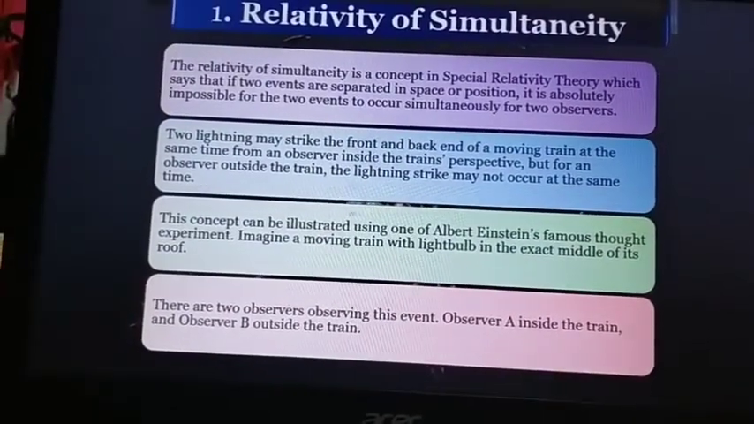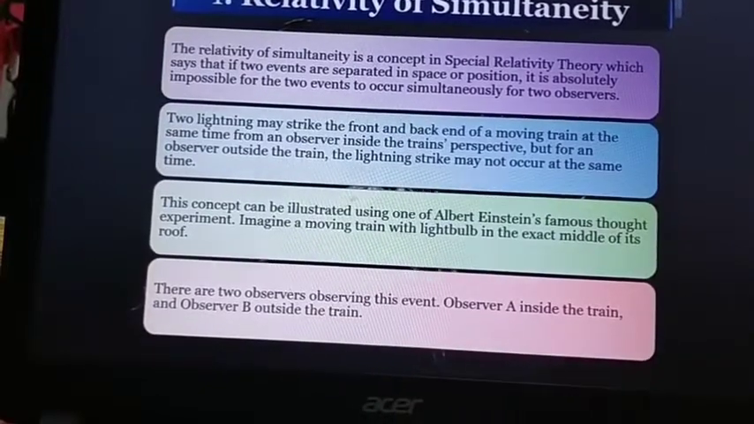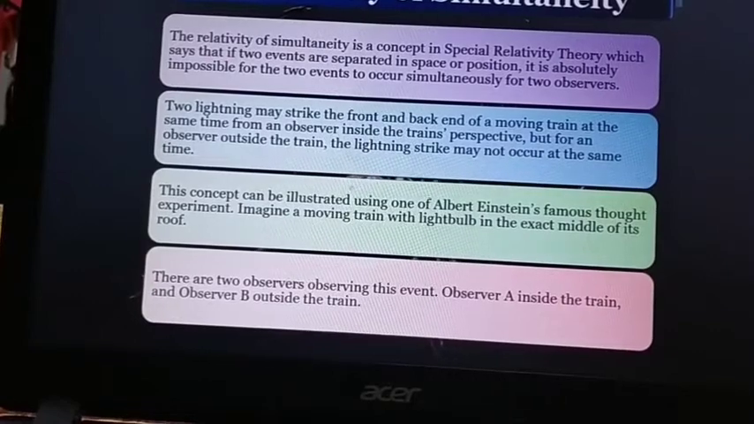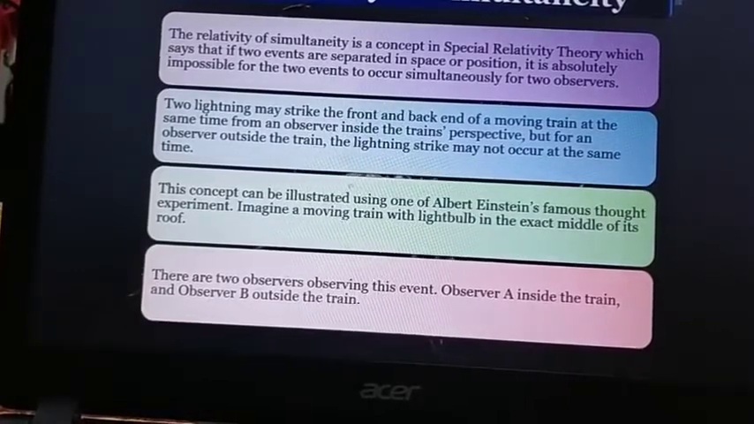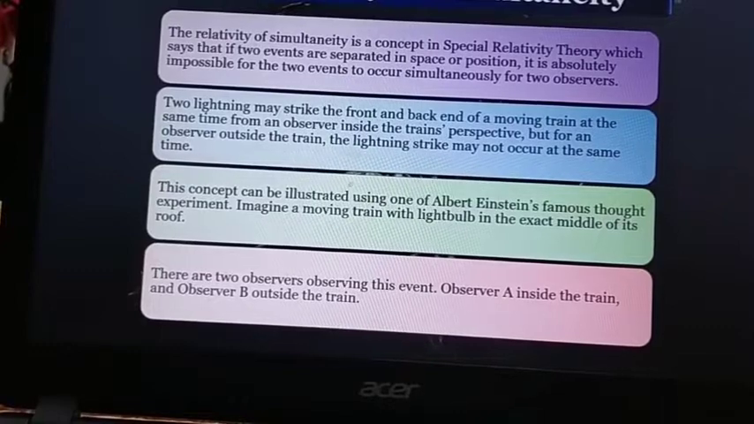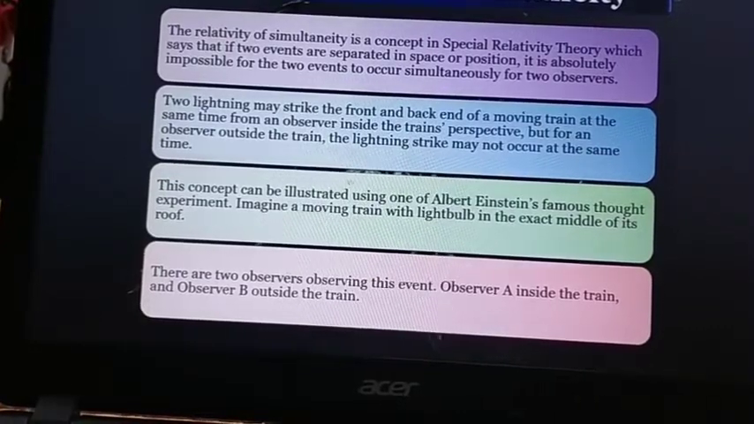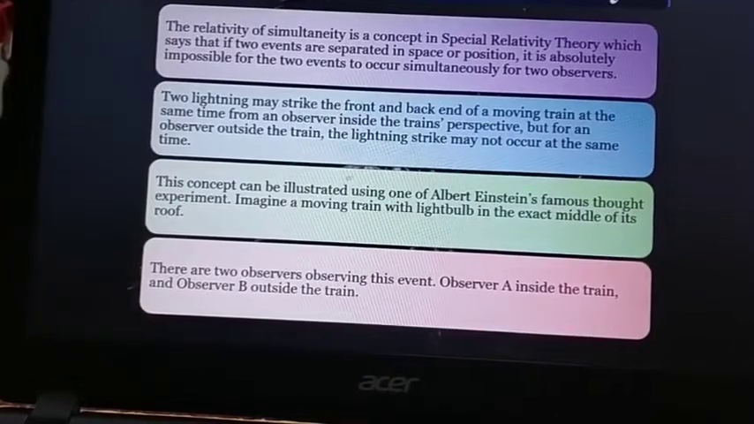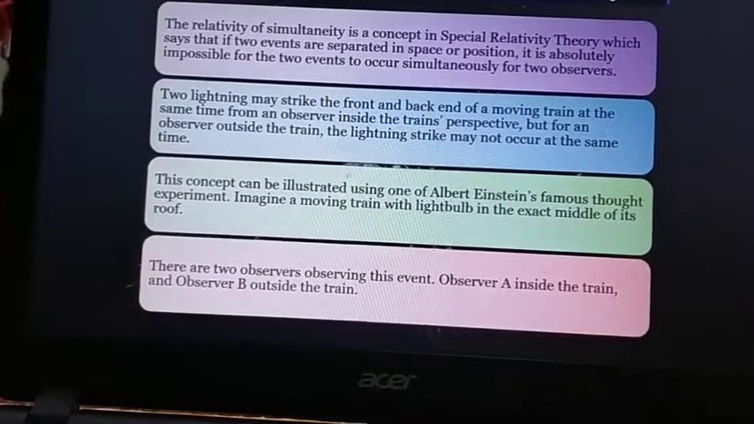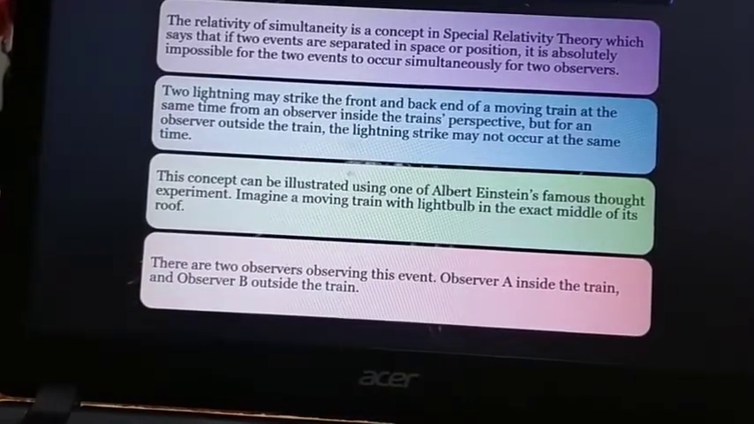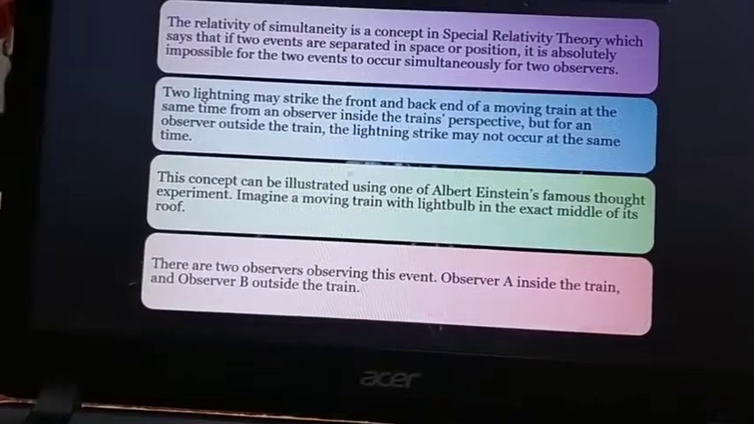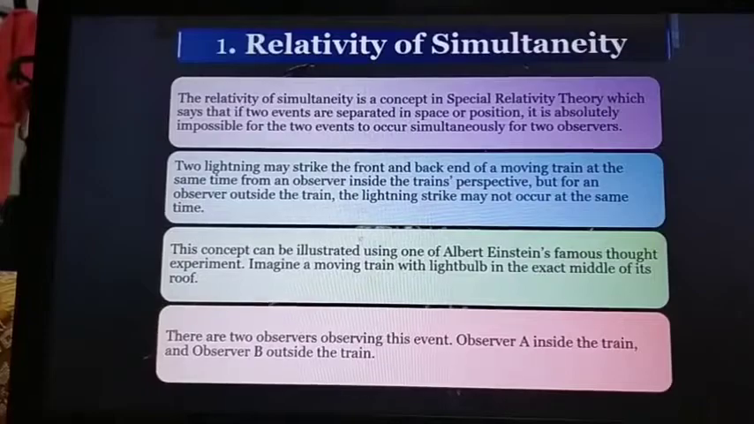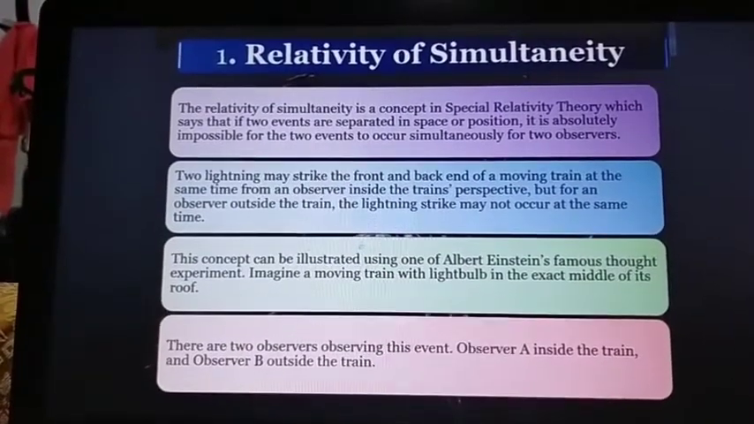And itong concept can be illustrated using Albert Einstein's famous thought experiment. Imagine a moving train with a light bulb in the exact middle of its roof. There are two observers observing this event. Observer A inside the train and observer B outside the train. So let's try to demonstrate this famous experiment of Albert Einstein.